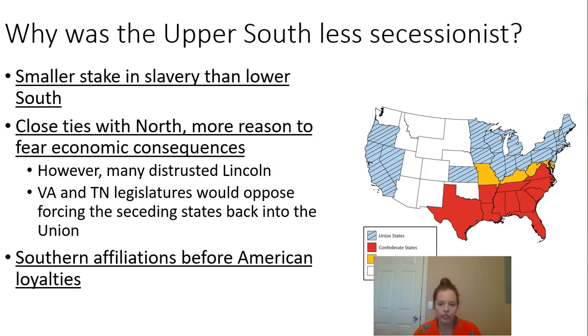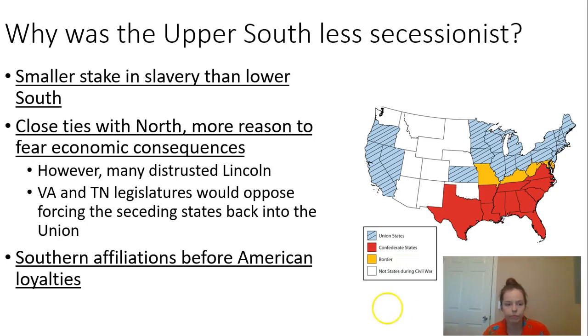Looking into why the Upper South was less secessionist: again, the Upper South had a smaller stake in slavery compared to the Lower South. We also see that the Upper South had closer ties with the North, and so they had more reason to fear economic consequences from secession. With these two in mind, this doesn't mean that the Upper South trusted Lincoln. We see that the Virginia and Tennessee legislatures were ready to back up the seceding states, and they would oppose forcing any secessionists to join the Union. So they were more loyal to the South than to America.